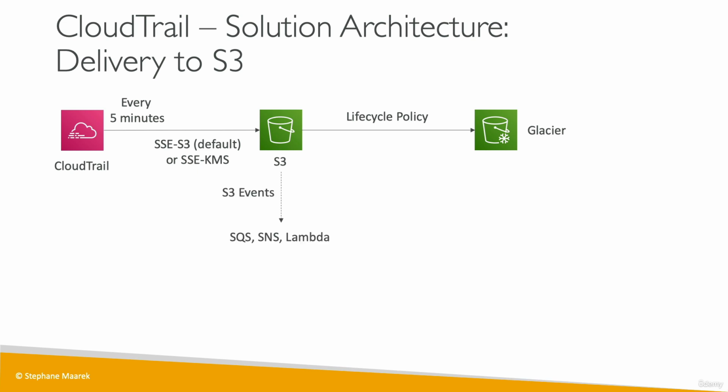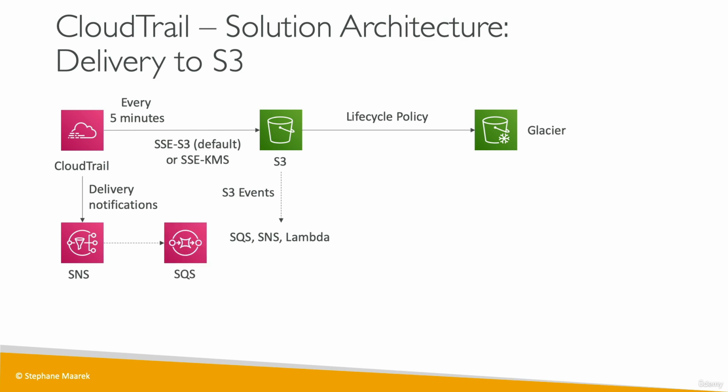When a file is delivered into S3, you can leverage S3 events to notify either an SQS queue, an SNS topic, or a Lambda function. But you can also have CloudTrail deliver notifications directly into SNS, and from SNS, you could invoke SQS or Lambda. So this gives you a bunch of different options you can have for this architecture.